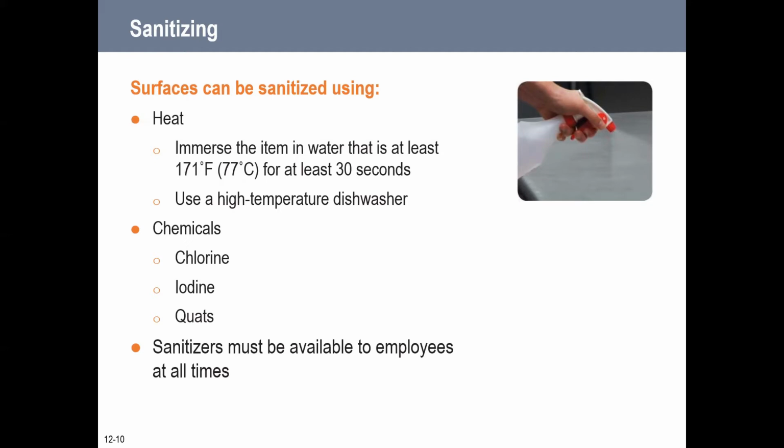The other side is to use chemicals for sanitizing. And there are 3 basic chemicals that we use to sanitize: chlorine, iodine, and quats, or quaternary ammonia. Okay? We need to make sure that no matter what, sanitizers are available to employees at all times, because we have to be able to clean and sanitize all of our work surfaces and our utensils for use.